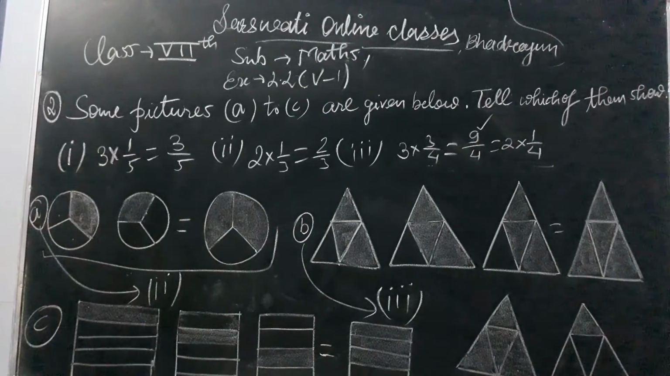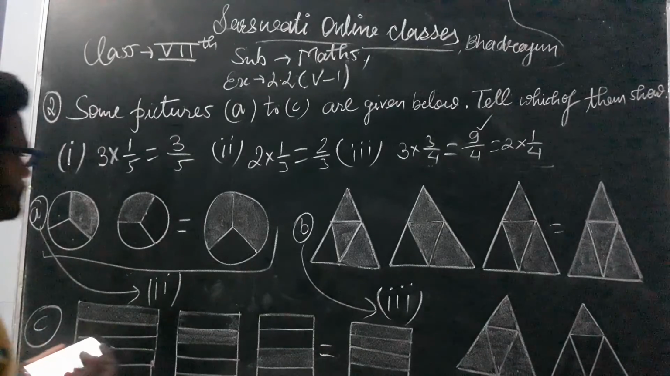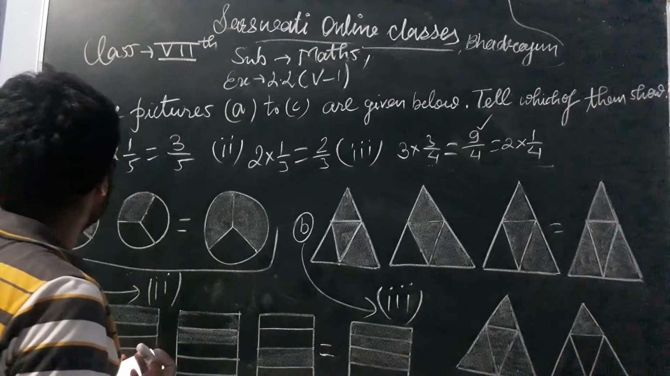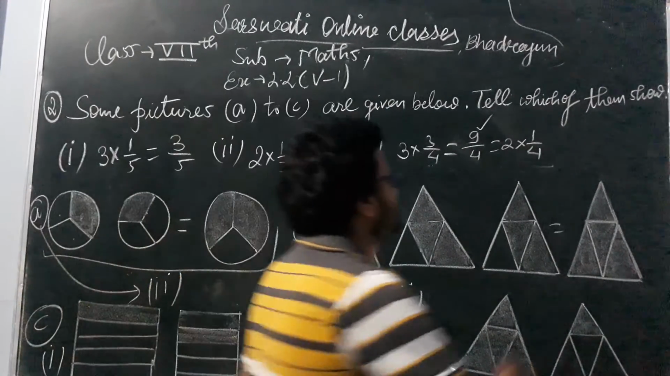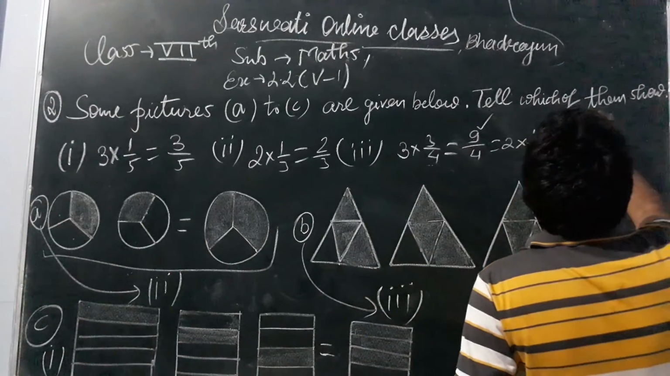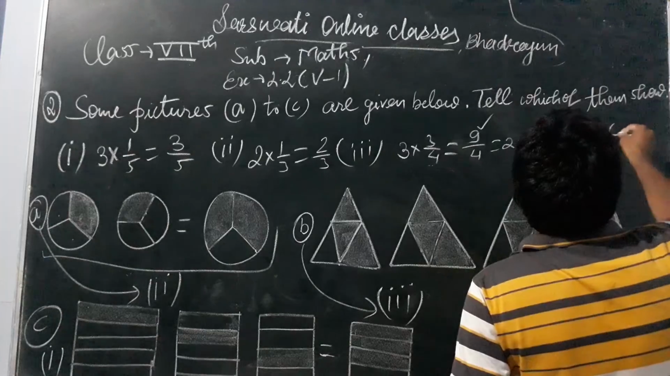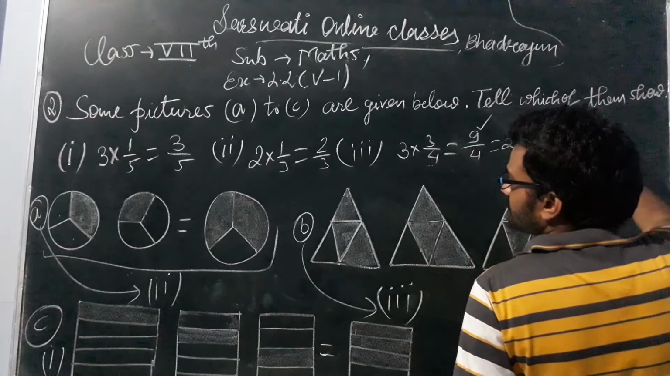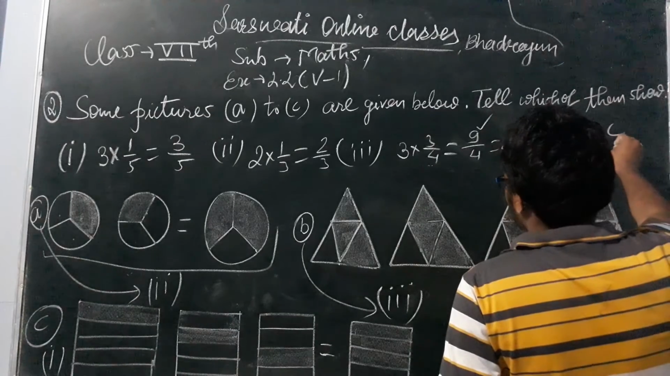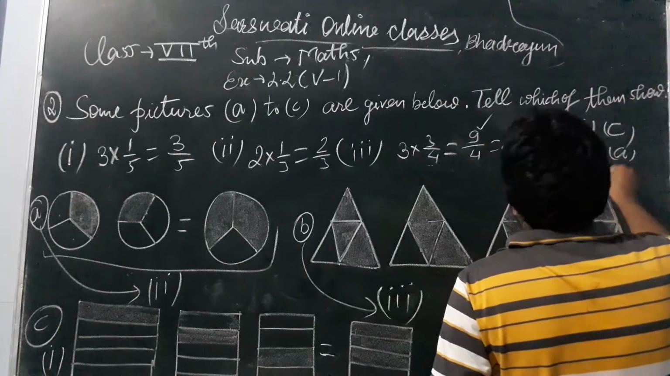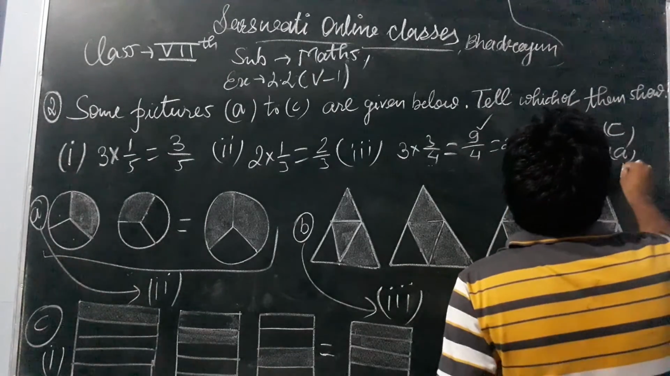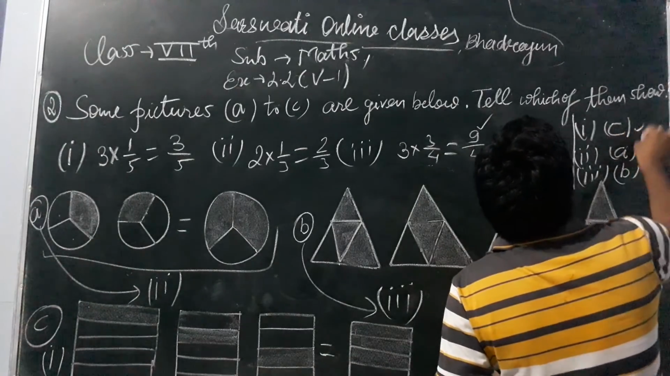Now this is A, this is B, this is C. Hence our answers are: number first is matched with C, second is matched with A, and third one is matched with B. Okay, this is our answer.